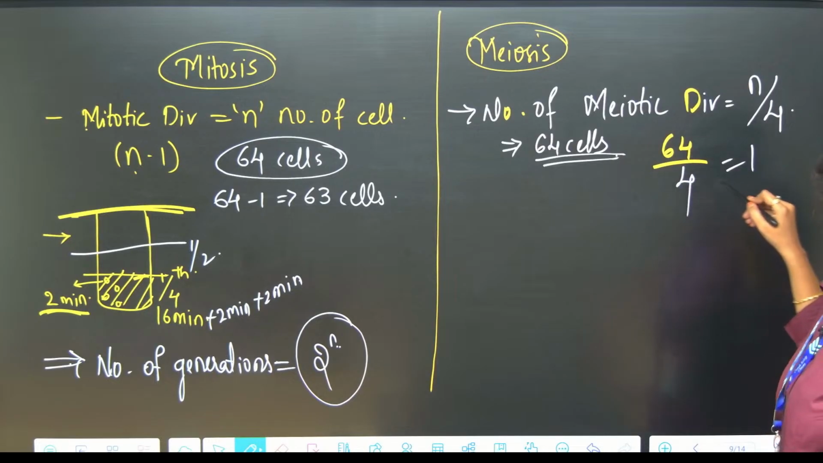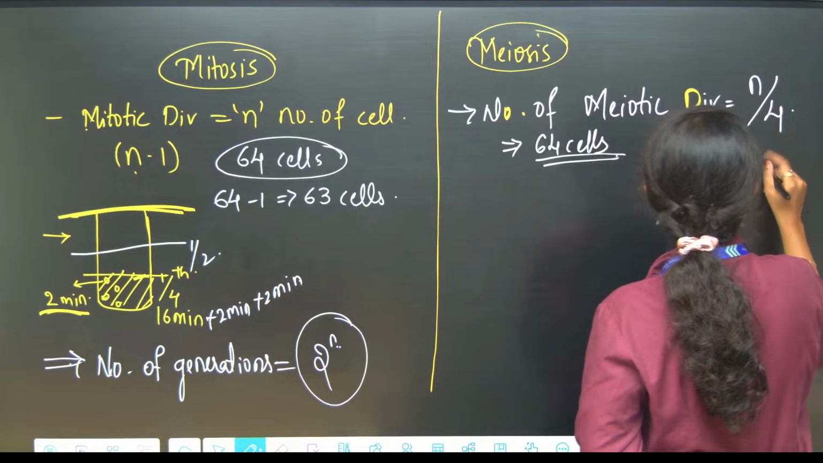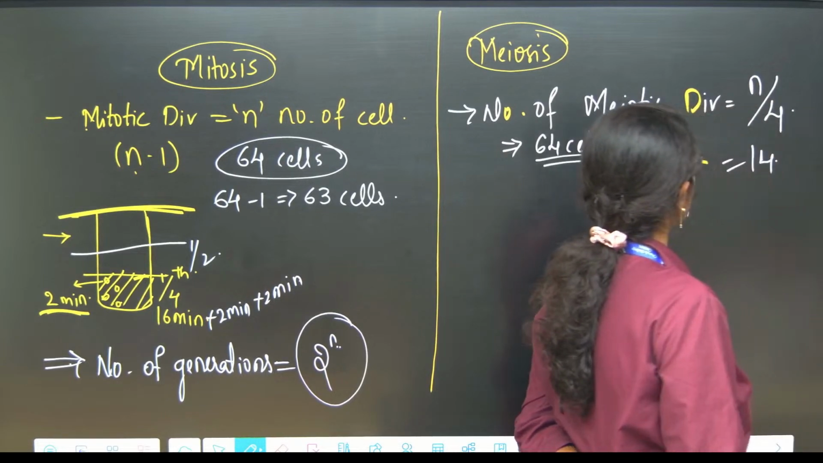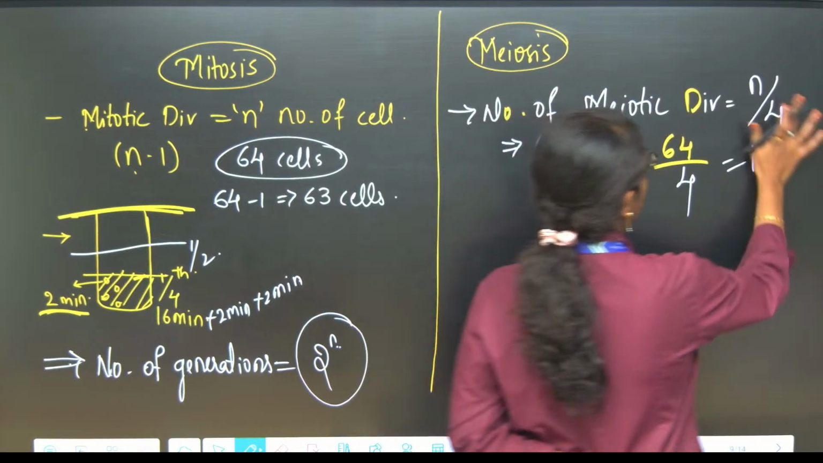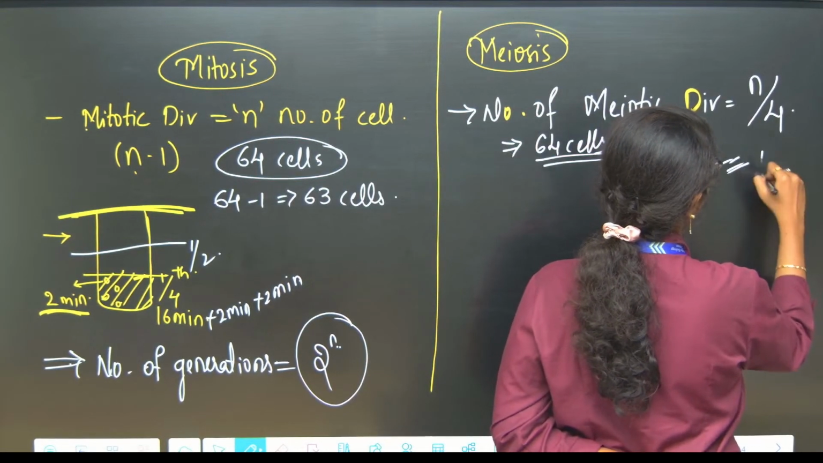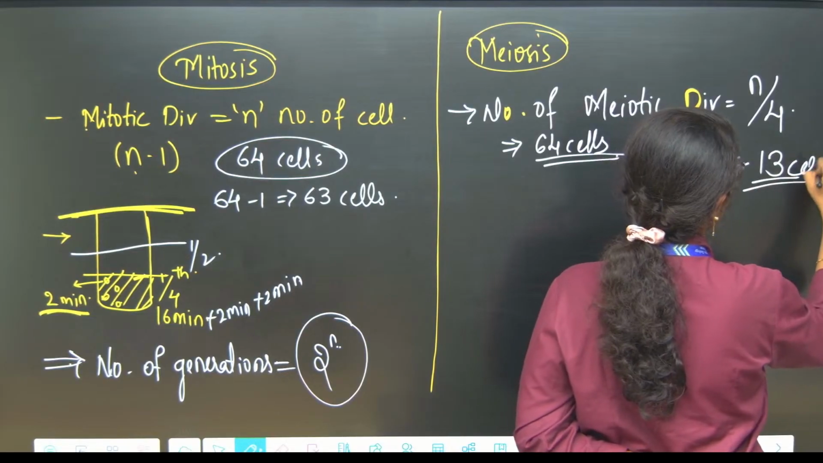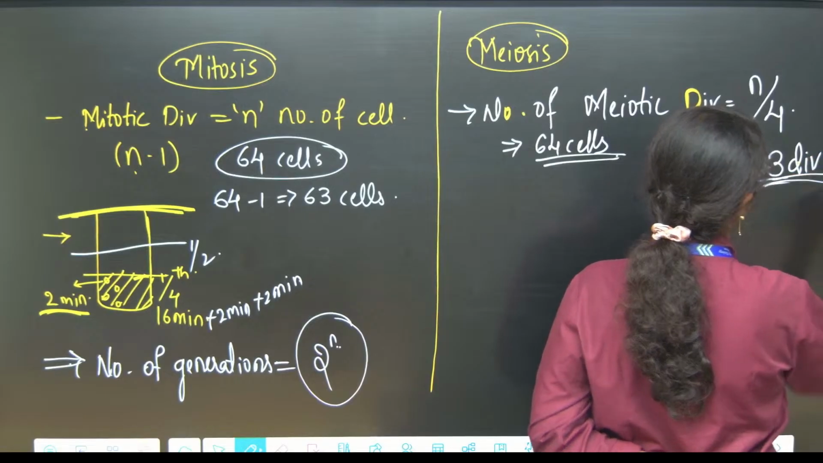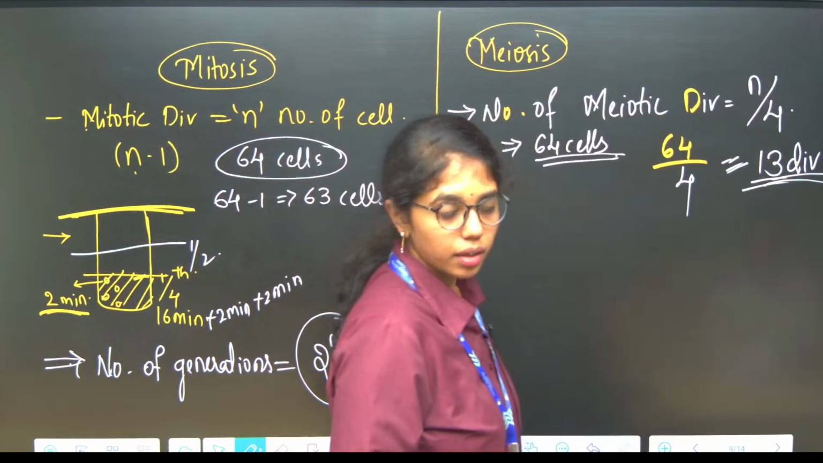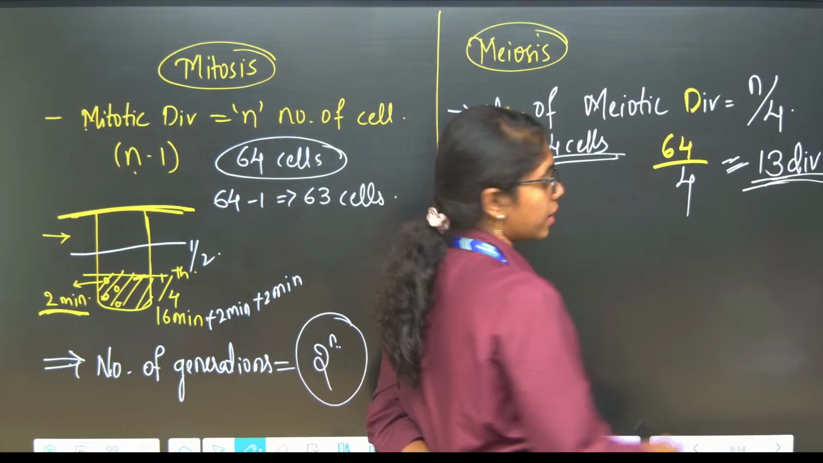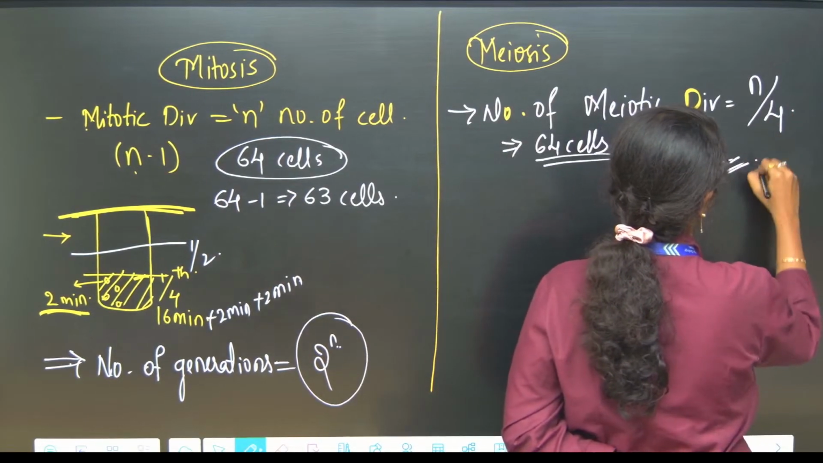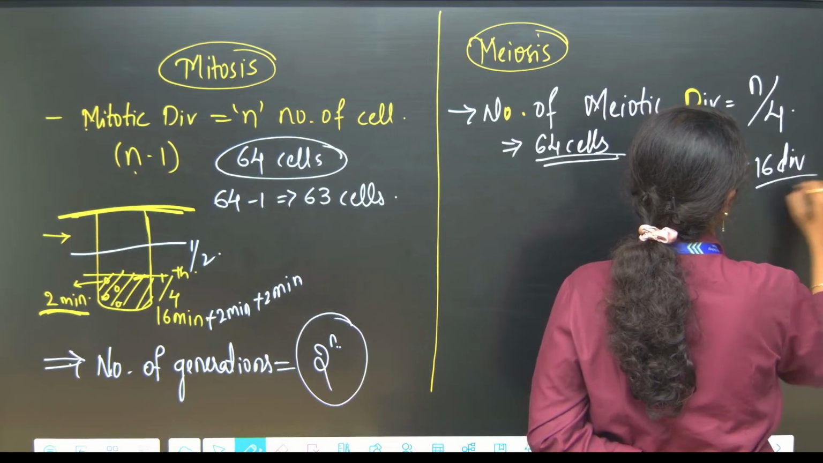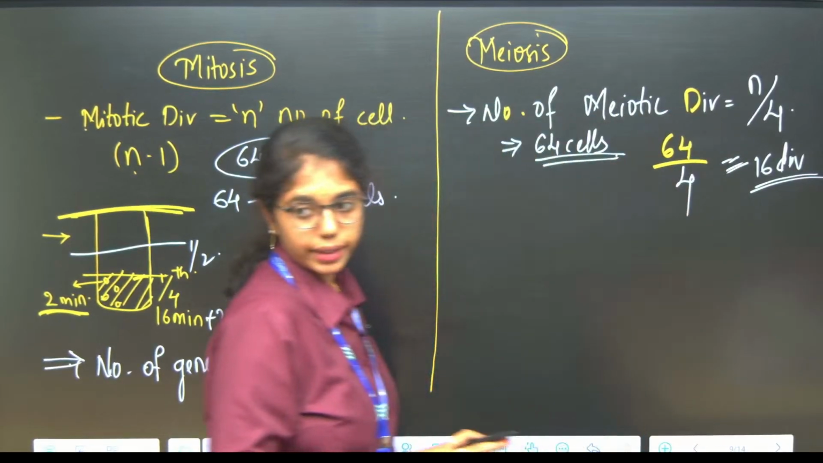Is it 14? Right answer? It will be 16 exactly. 16 divisions. 16 meiotic divisions will happen like that, okay?